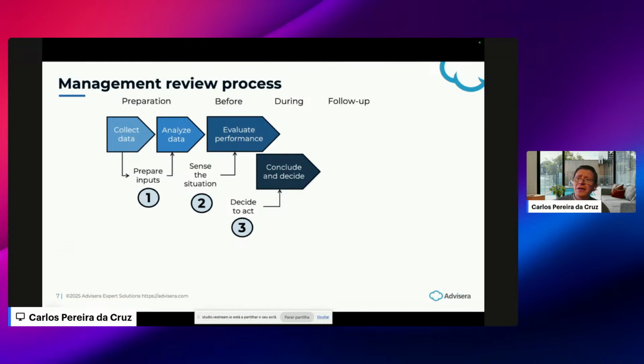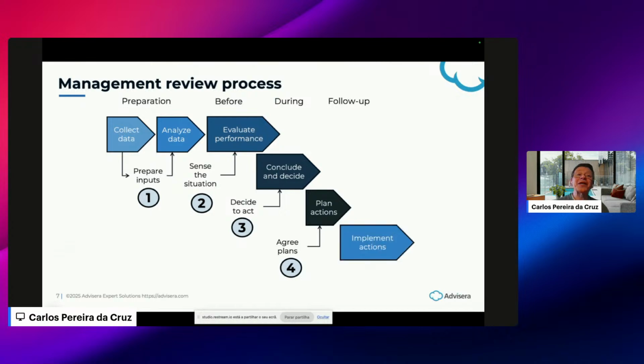Now, decisions, conclusions, now comes the after the meeting or follow-up. So develop and approve action plans to implement decisions. So we expect actions to be implemented, okay? So in the next management reviews, we will check the progress of the action plans and results.